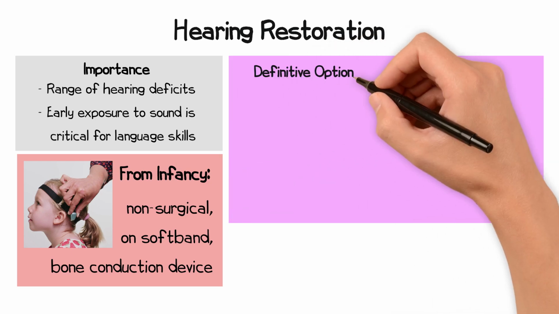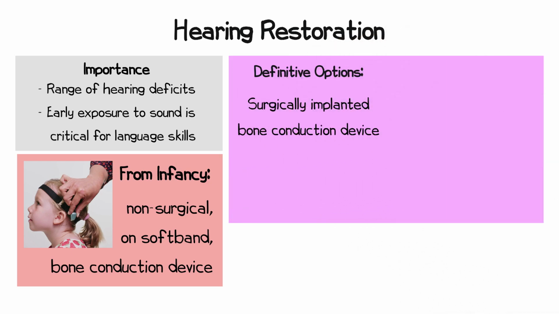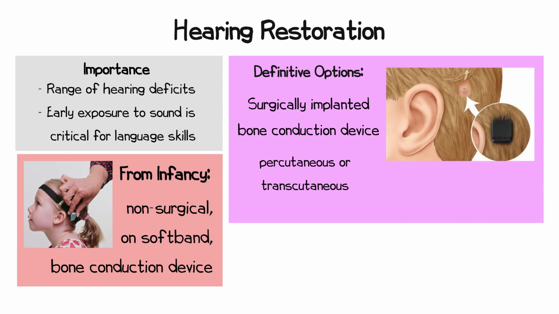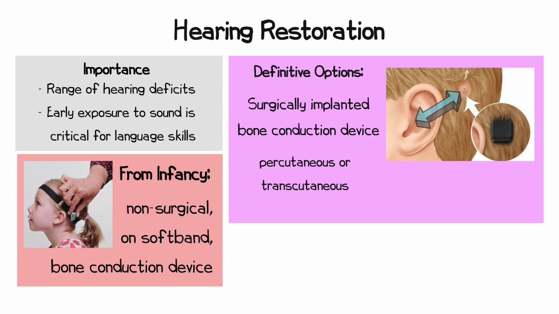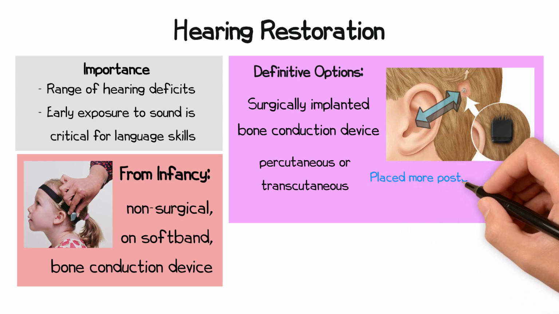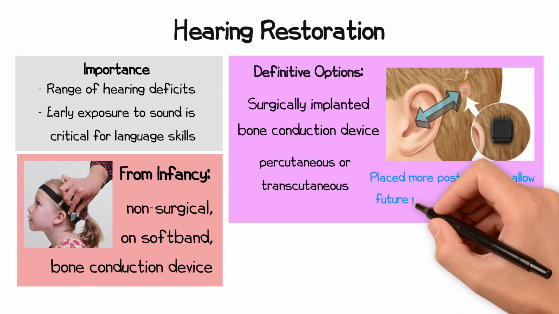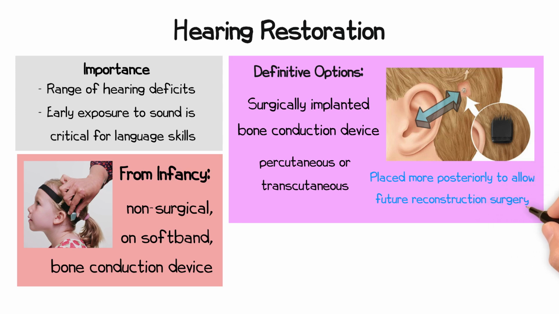Definitive options include a surgically implanted bone conduction hearing aid, which can either be percutaneous or transcutaneous. In either case, the placement must account for future auricular reconstruction, with the implant placed more posteriorly to preserve the soft tissue envelope and its vascularity, which may be required for future cosmetic reconstruction.